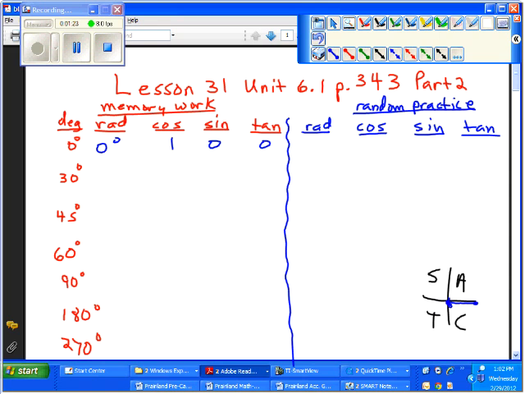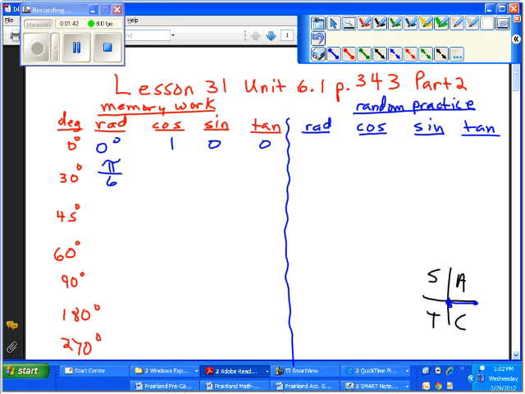How do we change to radians? We could divide by 180 and put the result over pi. How many times will 30 go into 180? 6. And so it's going to be pi over 6. That's how we do it quickly.